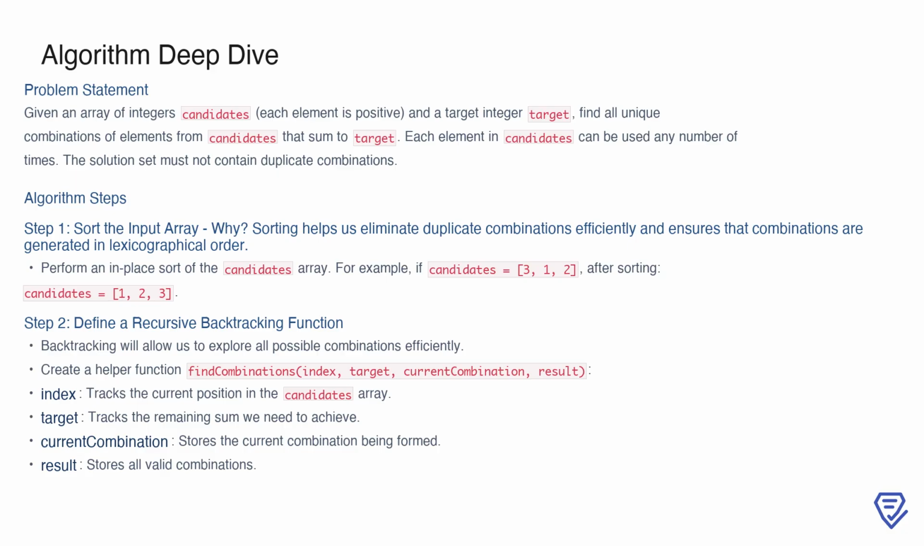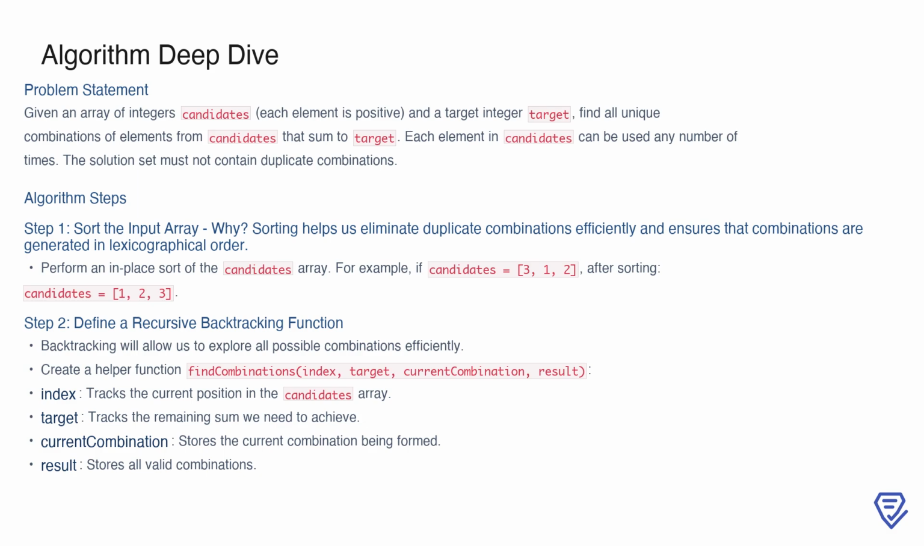The problem we're solving is to find all unique combinations of numbers from the given candidates array that sum up to a specific target. Importantly, each number in the array can be used multiple times, and the result should not contain duplicate combinations. To solve this, we'll use a backtracking approach combined with some optimizations.